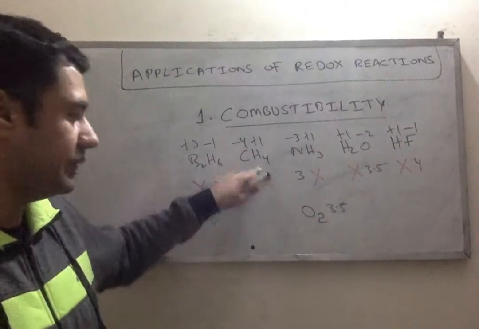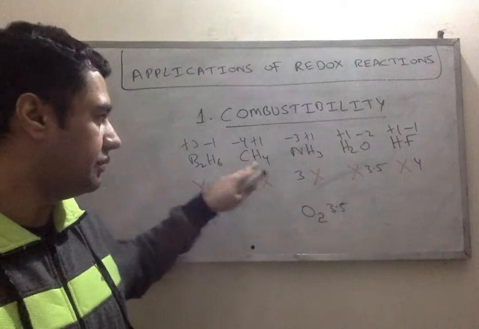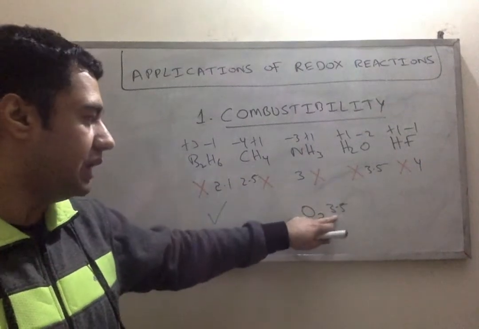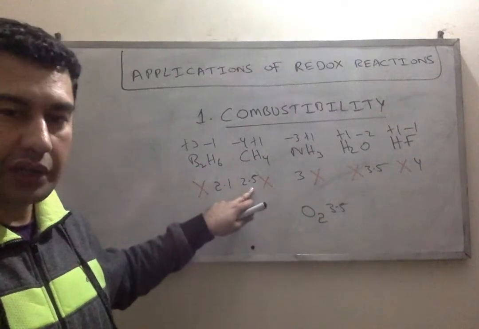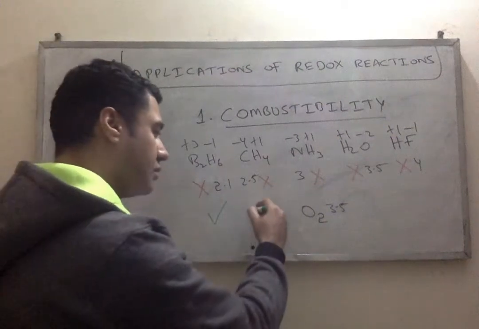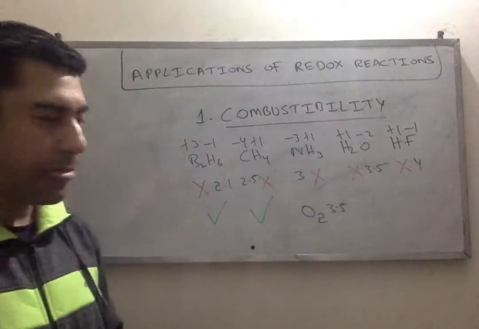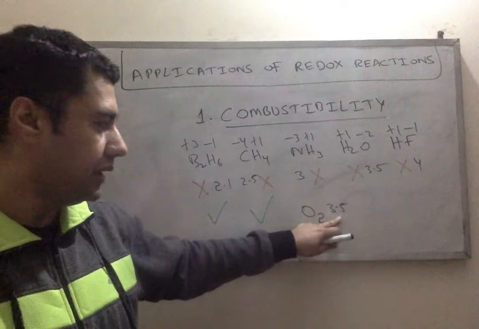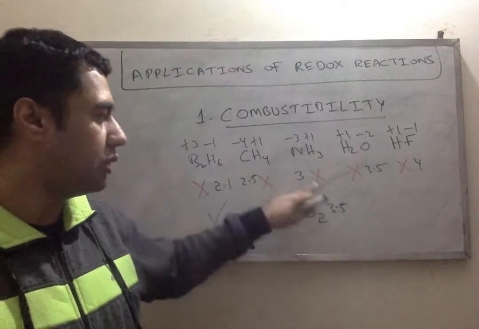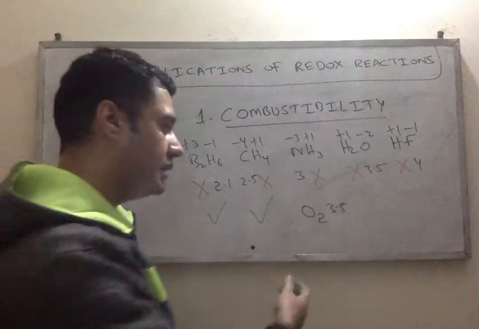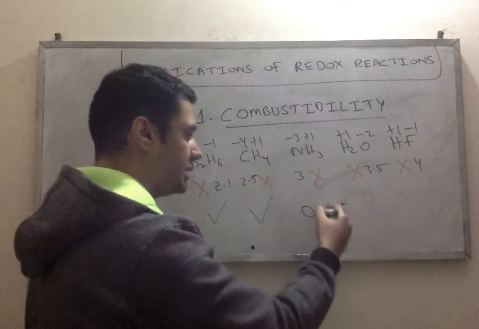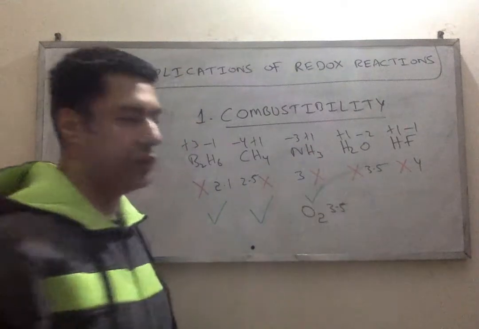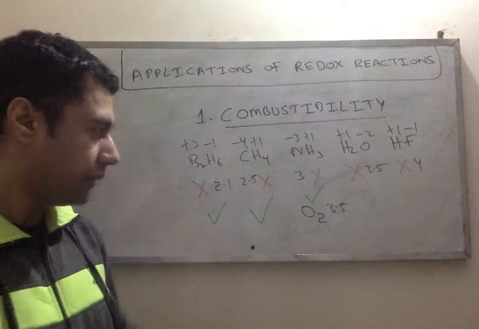Coming to methane, we compare the electronegativity of oxygen with carbon, and once again we discover that oxygen is more electronegative than carbon, and hence methane is also going to be combustible. Coming to ammonia, again we see the same thing. Oxygen is more electronegative than nitrogen and hence capable of oxidizing it, and hence ammonia is also going to be combustible.